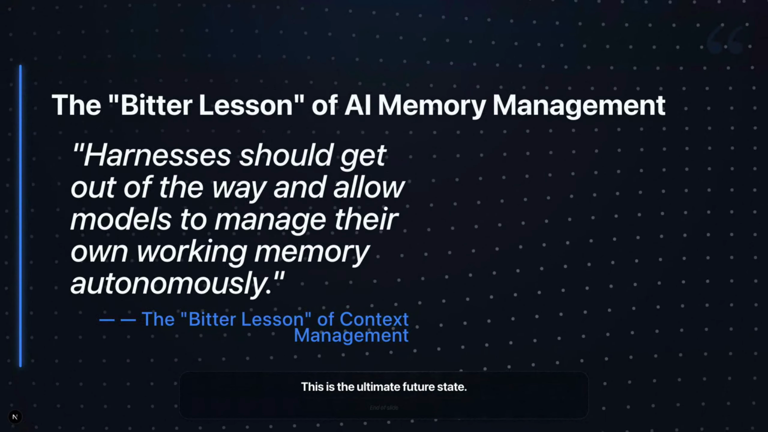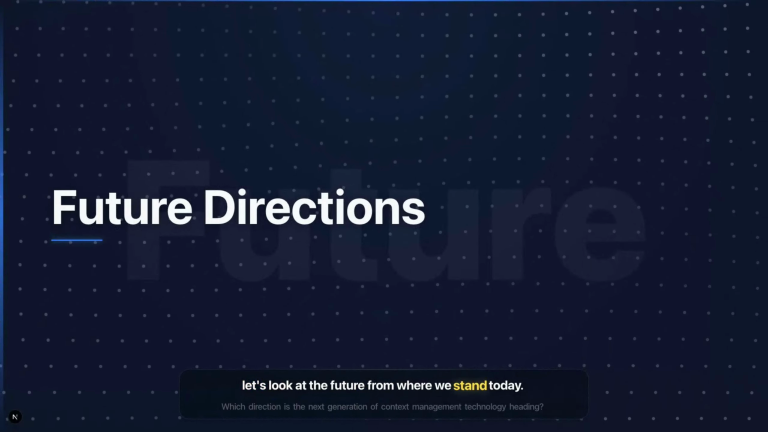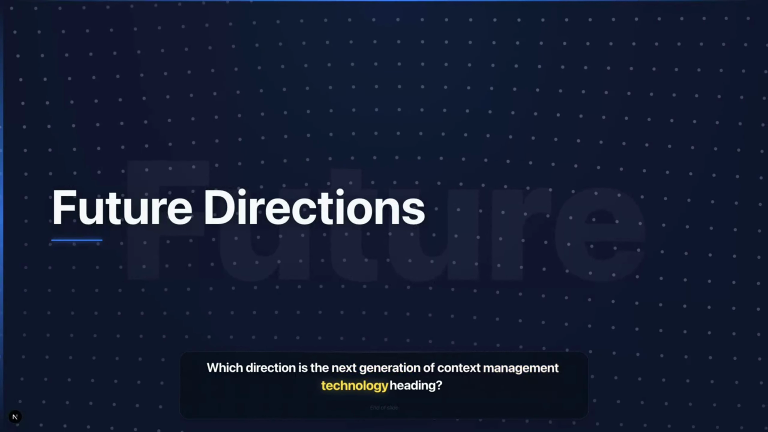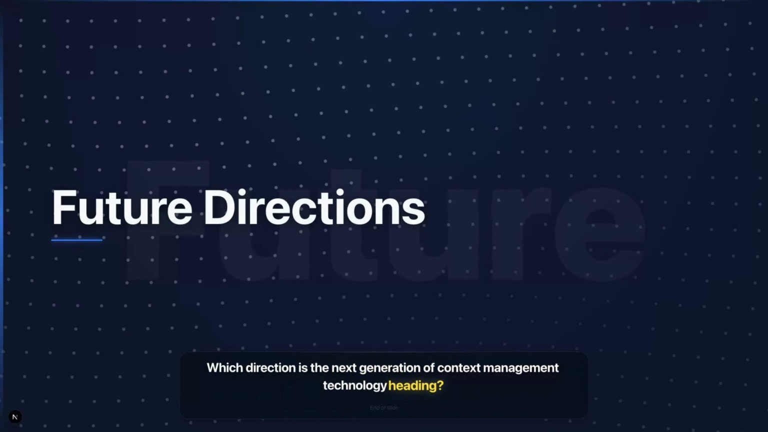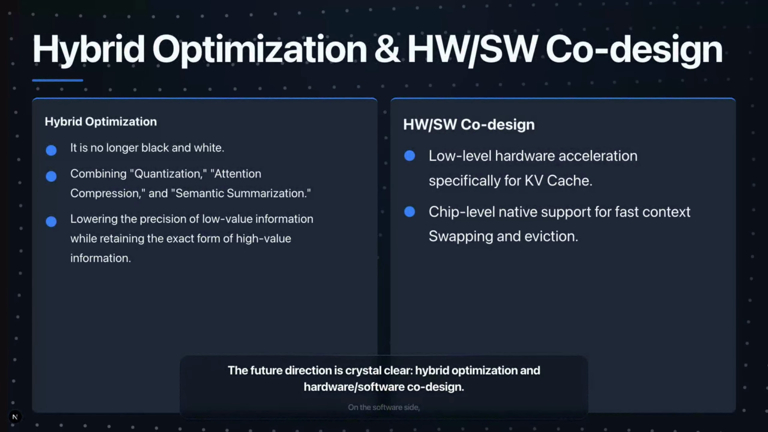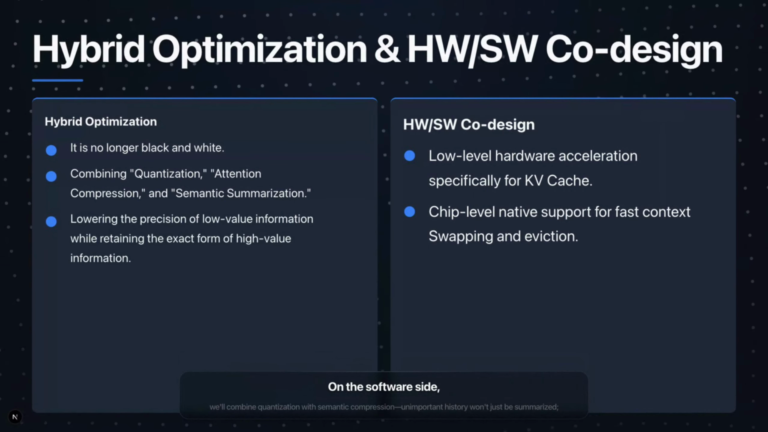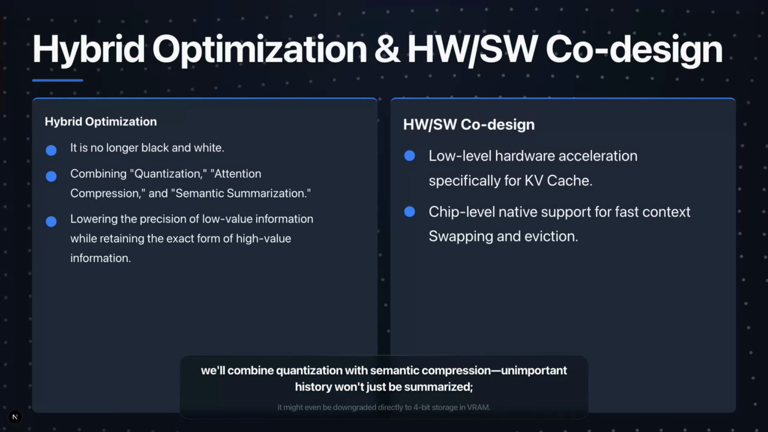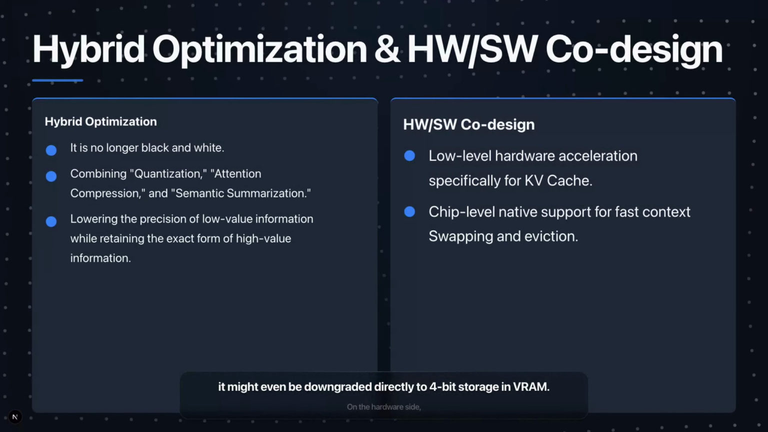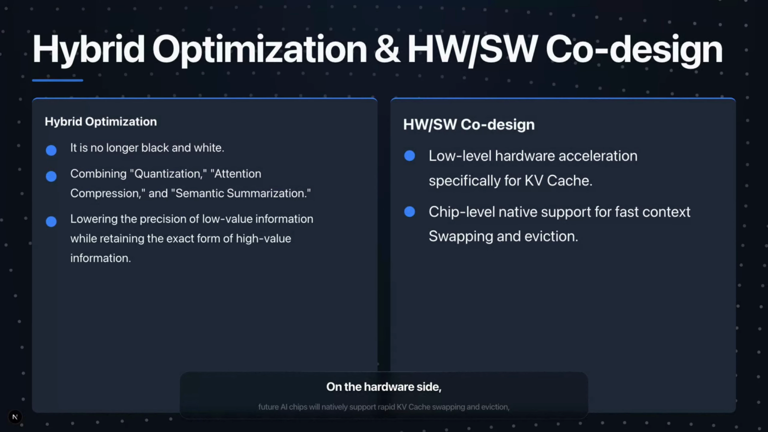Which direction is the next generation of context management technology heading? The future direction is crystal clear: hybrid optimization and hardware software co-design. On the software side, we'll combine quantization with semantic compression. Unimportant history won't just be summarized, it might even be downgraded directly to 4-bit storage in VRAM. On the hardware side, future AI chips will natively support rapid KV cache swapping and eviction, much like virtual memory in modern operating systems.